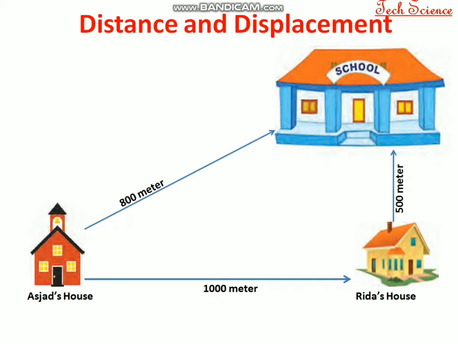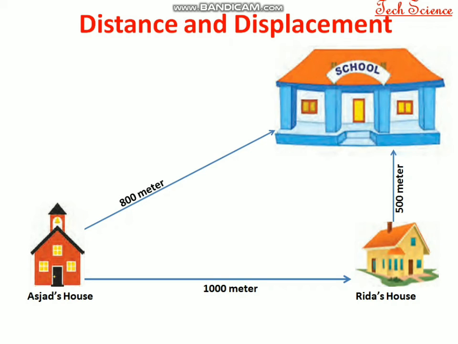If Asjad went to Rida's house and then both of these friends went to the school, in that case, the object is Asjad. The initial point is Asjad, and the final point is school. So if Asjad went via Rida's house to school, I can say that Asjad covered a distance of 1500 meters. He covered the distance. And if someone asks me how much displacement was covered by Asjad, what do I find? The initial point is Asjad's house and the final destination is school. Between the source and destination, I try to find the minimum or the shortest path between these two, and I found that, as per our example, this is the shortest path having a distance of 800 meters, and this quantity is called displacement.